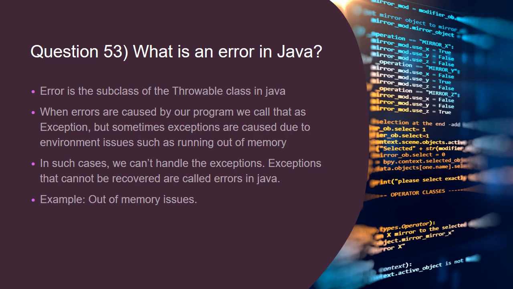Question 53. What is an error in Java? Error is the subclass of the Throwable class in Java. When errors are caused by a program, we call that an exception, but sometimes exceptions are caused due to environment issues such as running out of memory. In such cases, we can't handle the exceptions. Exceptions that cannot be recovered are called errors in Java. Example: out-of-memory issues.